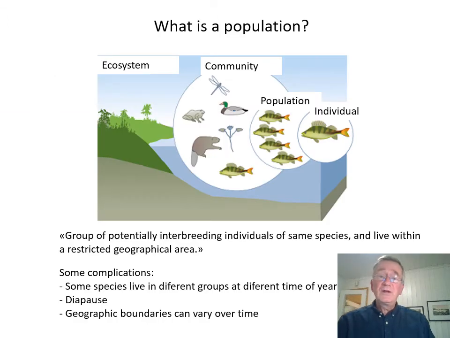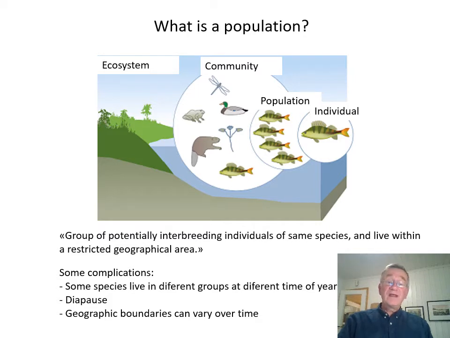A definition of a population might be, as it says on the slide, a group of potentially interbreeding individuals of the same species and which live within a restricted geographical area. That's a definition of a population, but as we understand, there are always some complications about such a definition because there are also some things that don't always fit exactly into a definition.